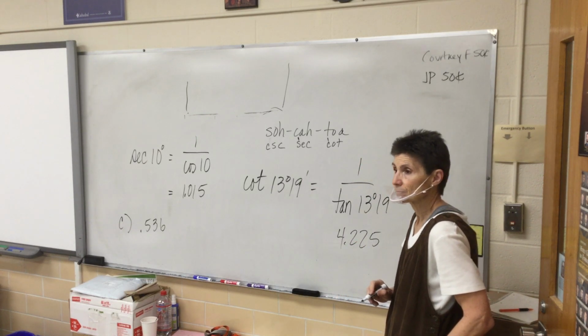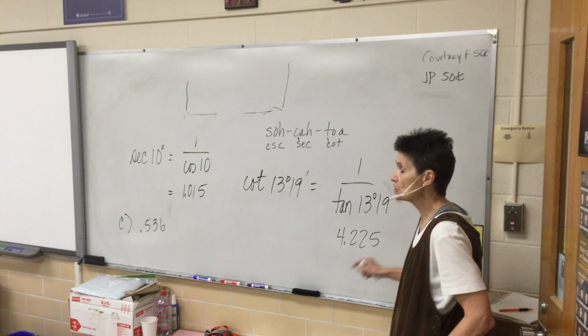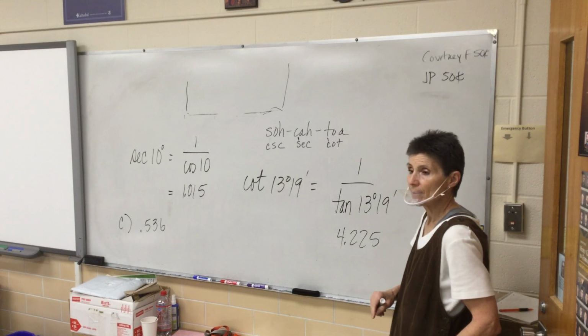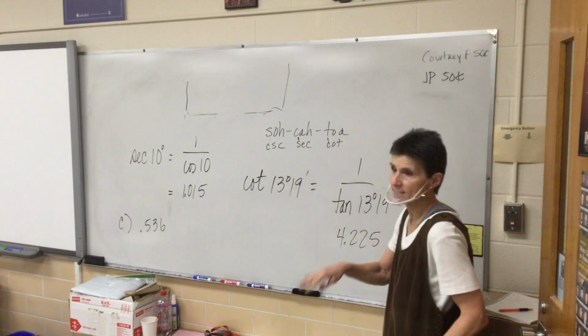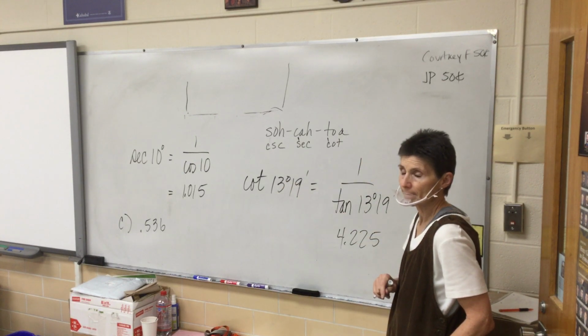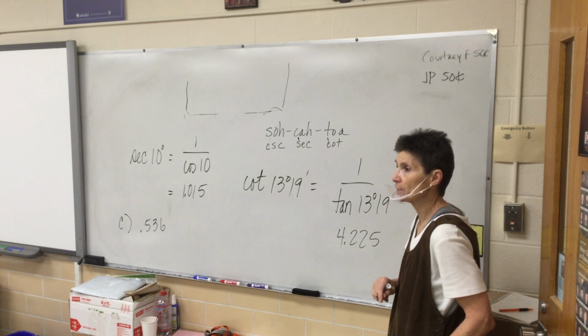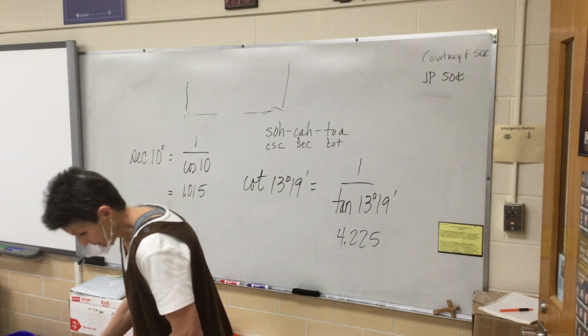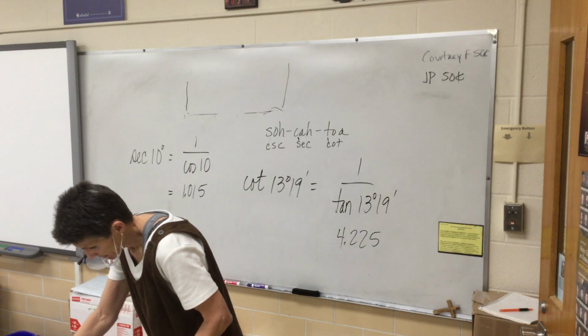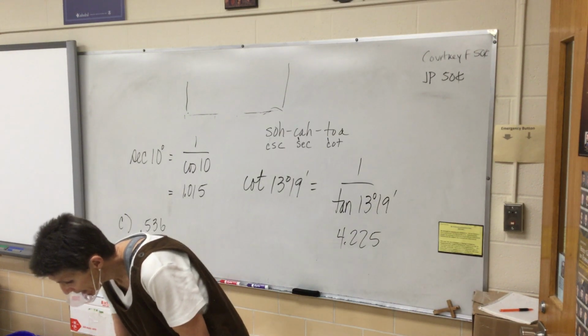Do you put degrees on the answer? No, the functions do not have labels. They are ratios. So if you are finding a sine or something, it's just the number. When it's the reciprocal, you put it over 1. Okay. All right, now F.